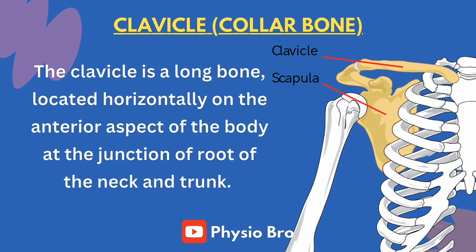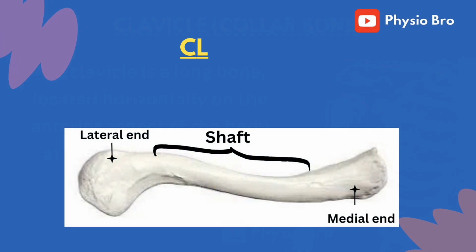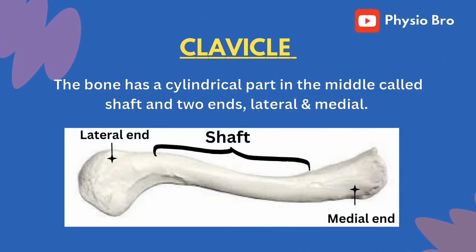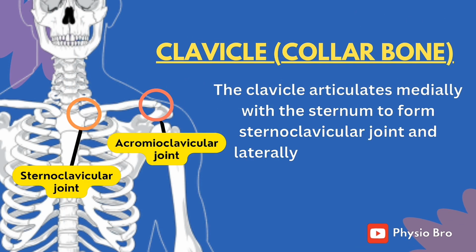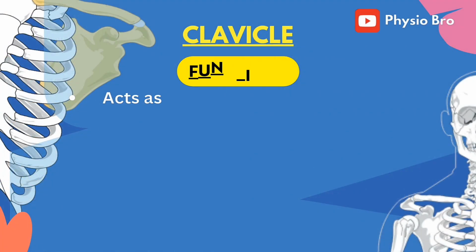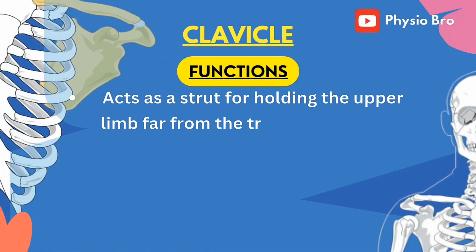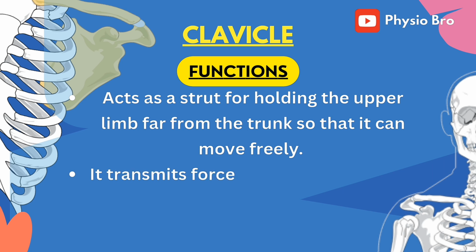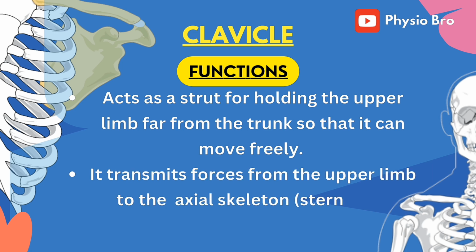Clavicle. The clavicle is a long bone, located horizontally on the anterior aspect of the body, at the junction of the root of the neck and trunk. The bone has a cylindrical part in the middle, called shaft, and two ends, lateral and medial. The clavicle articulates medially with the sternum to form the sternoclavicular joint, and laterally with the acromion process of the scapula to form the acromioclavicular joint. Function: acts as a strut, holding the upper limb far from the trunk so that it can move freely. It transmits forces from the upper limb to the axial skeleton, sternum.